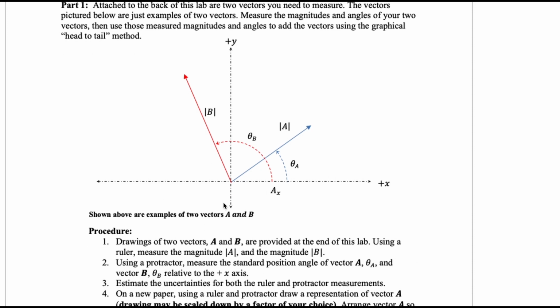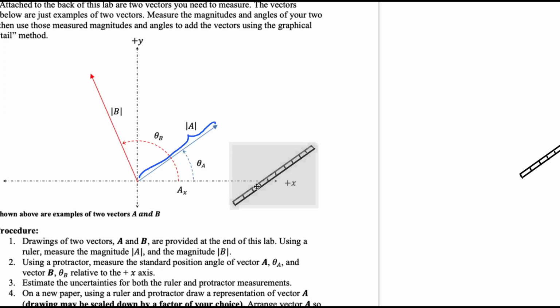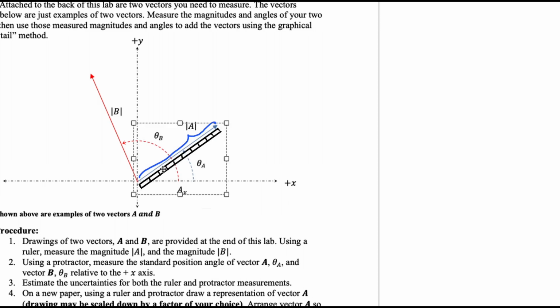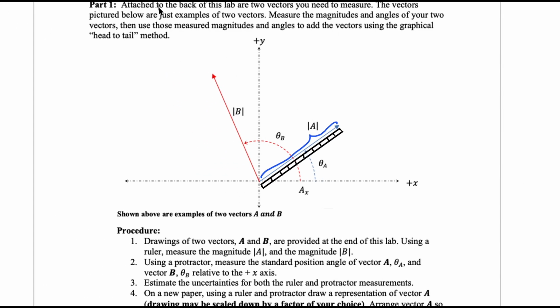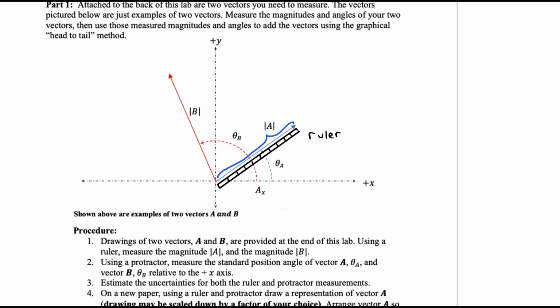The first thing we want to do is measure the length of each vector. That's often called the magnitude of the vector. So for vector A, the magnitude is going to be the length of it. So what we should do is place a ruler along the length of vector A and record its length with uncertainty included. I'll do that now on my paper.